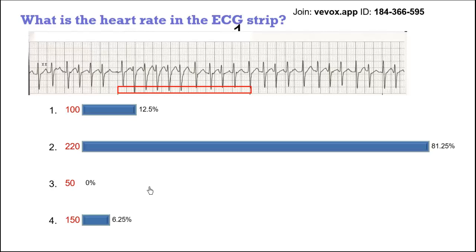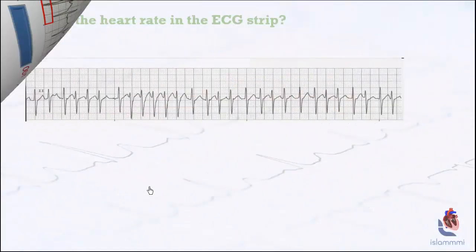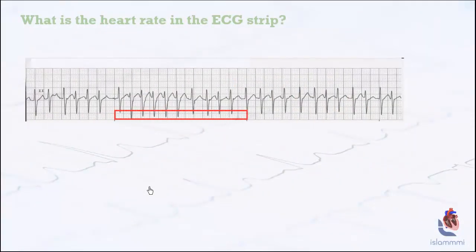Okay, so some people said 100, some people said 150. Let's see the correct answer, either on your mobile or here on the screen. It's 220. Why? Because here I gave you 3 seconds. 1, 2, 3, 4, 5, 6, 7, 8, 9, 10, 11. If we multiply this by 20, you have 220. It's almost 10. So 220. So is it tachycardia, bradycardia, or normal? It's tachycardia.